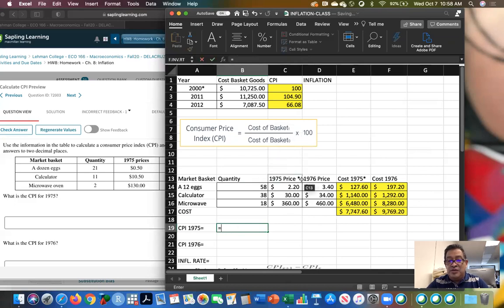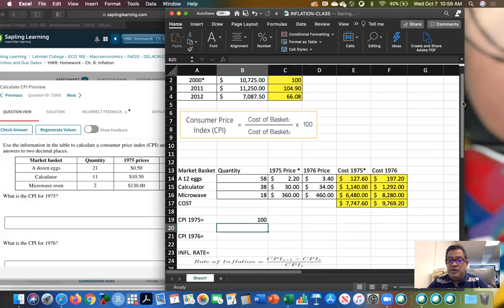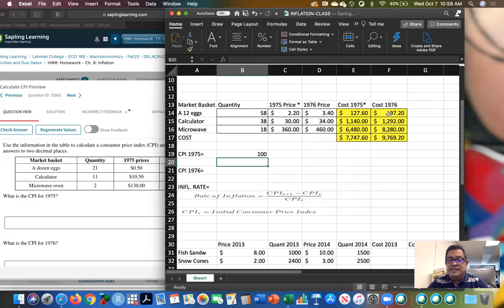If I want to find the consumer price index for 1975, the formula says, take the cost of the basket of commodity at time t divided by the basket of commodities in the base year, which happens to be the same, and then multiply it by 100, right? So once again, it says divide the cost of the basket of commodities by the cost of the basket of commodities at the base year. In this case it happens to be the same. We are going to multiply it by 100, right? So this is 100%, of course.